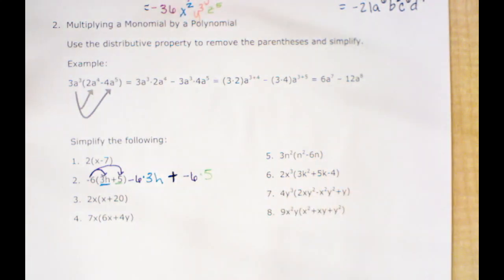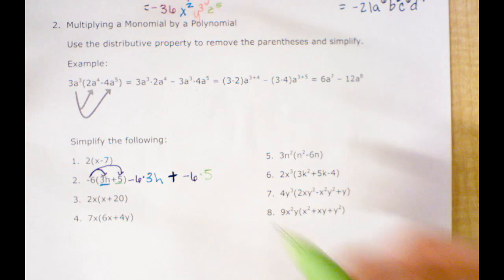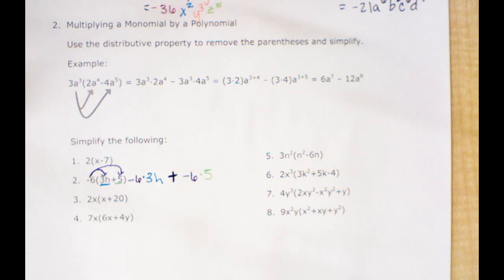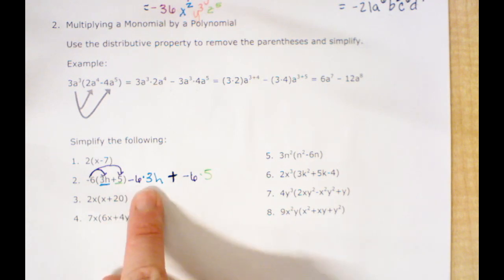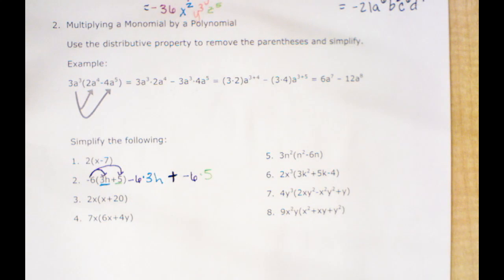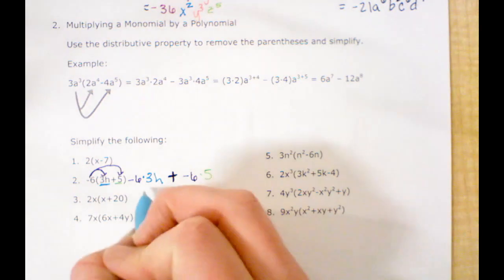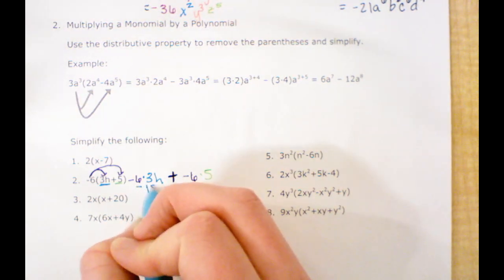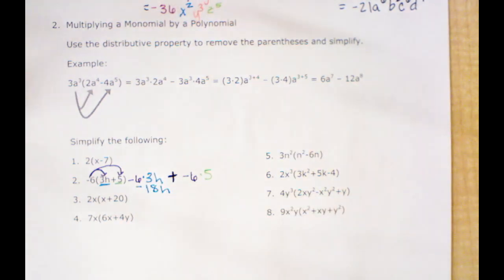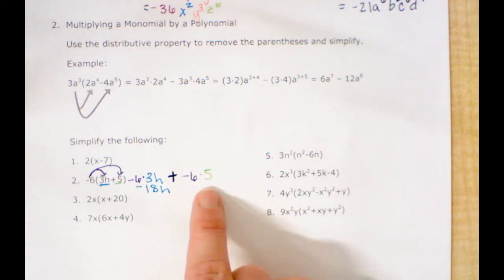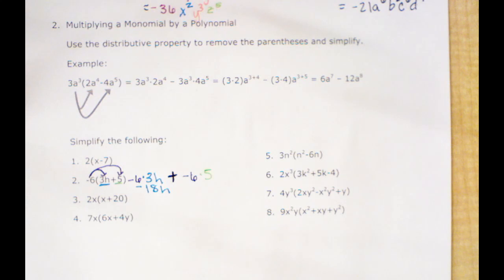Okay, do you guys see what I did there? Can you see the green up there? Yeah, you can, okay. So we have negative 6 times 3h. What is that? Positive or negative? So we get negative 18h. Negative 6 times 5. Negative 30.